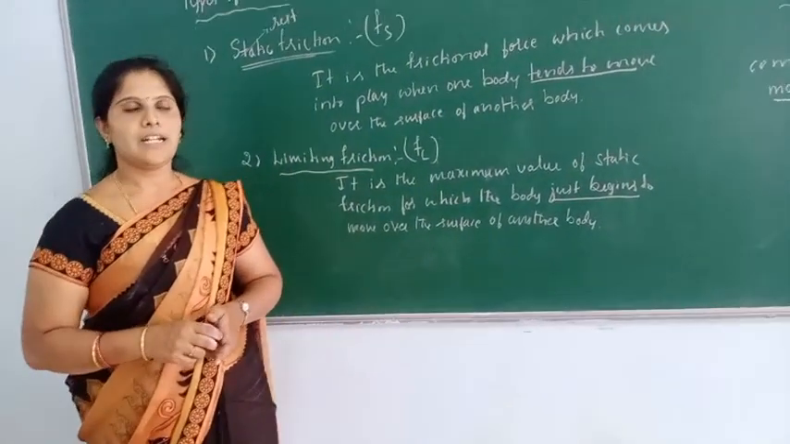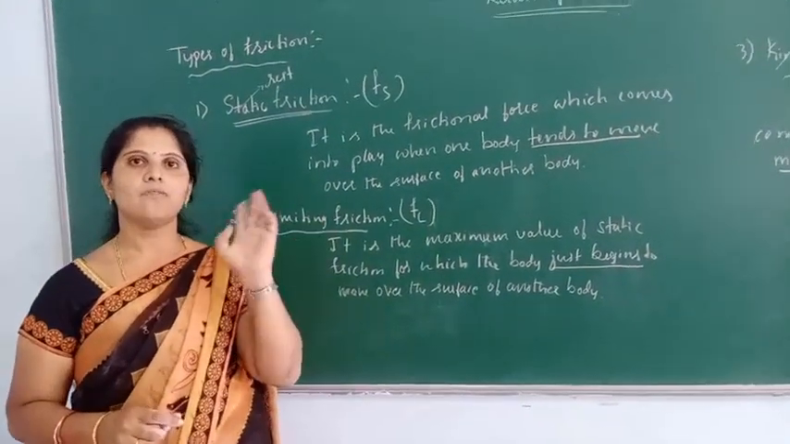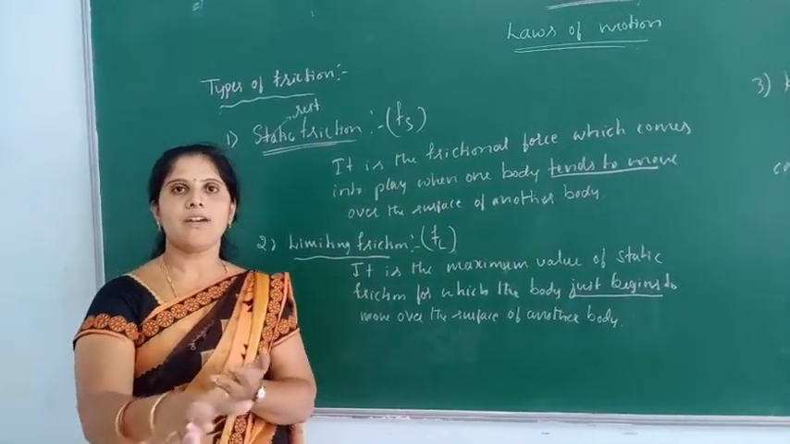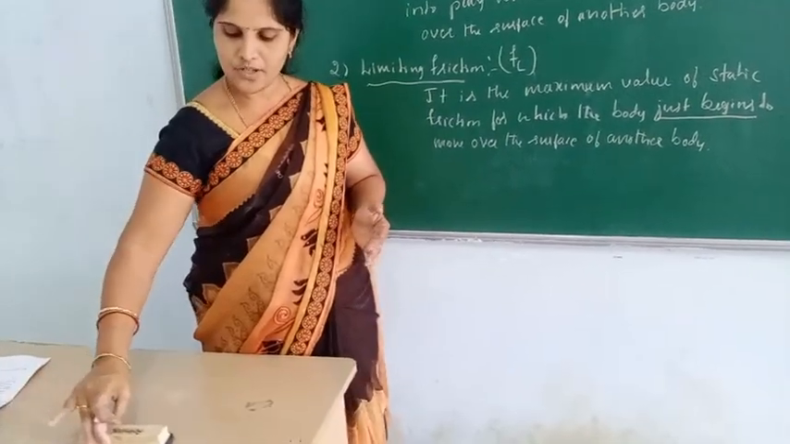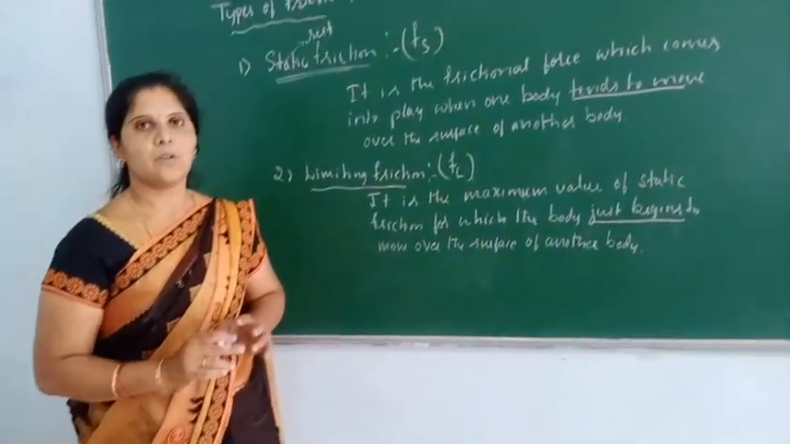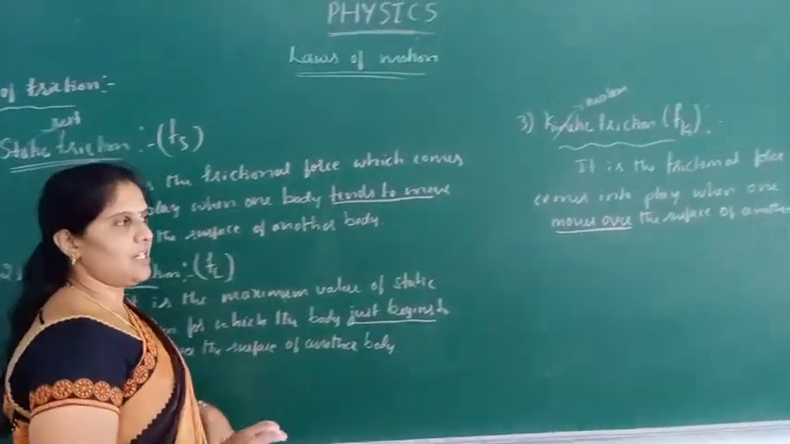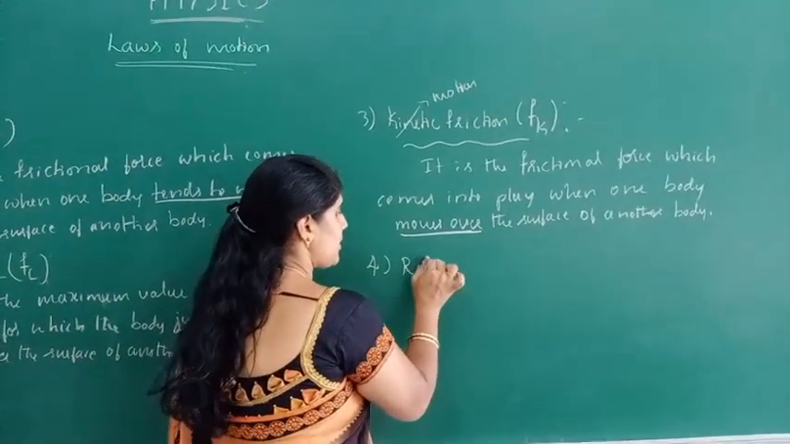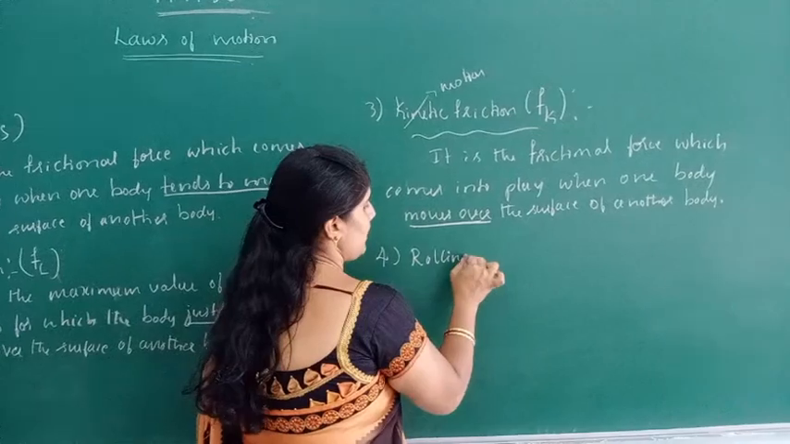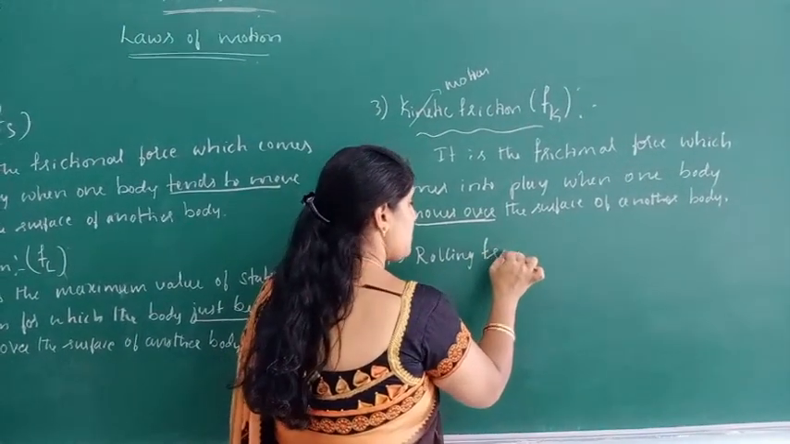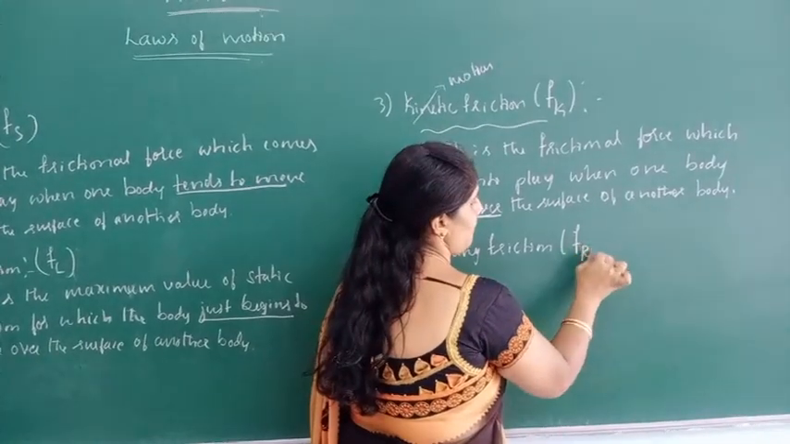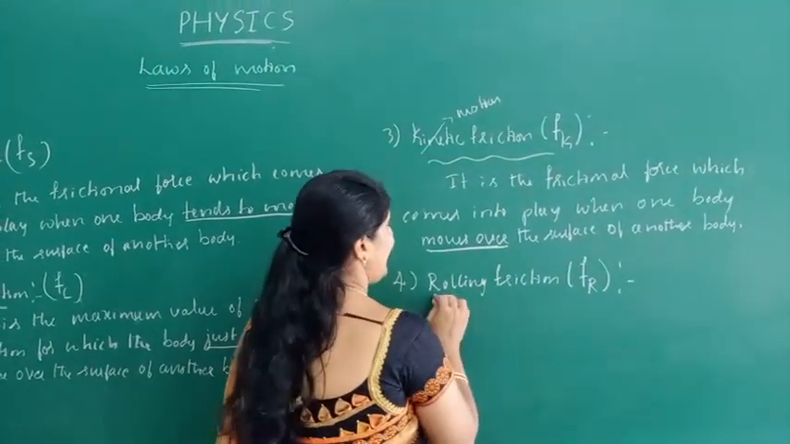What is kinetic friction? It is the frictional force which comes into play when one body moves over the surface of another body, like this. It is called kinetic friction. And the fourth one is rolling friction. Rolling friction is denoted by Fr.